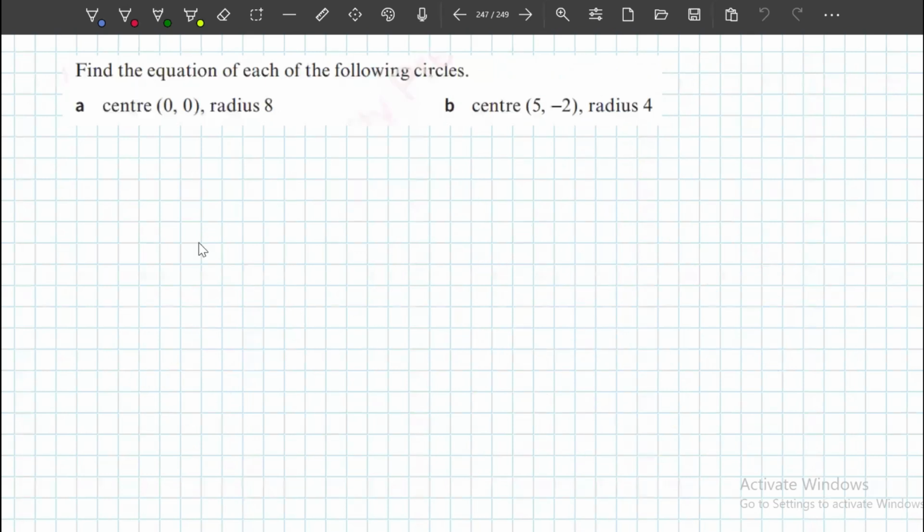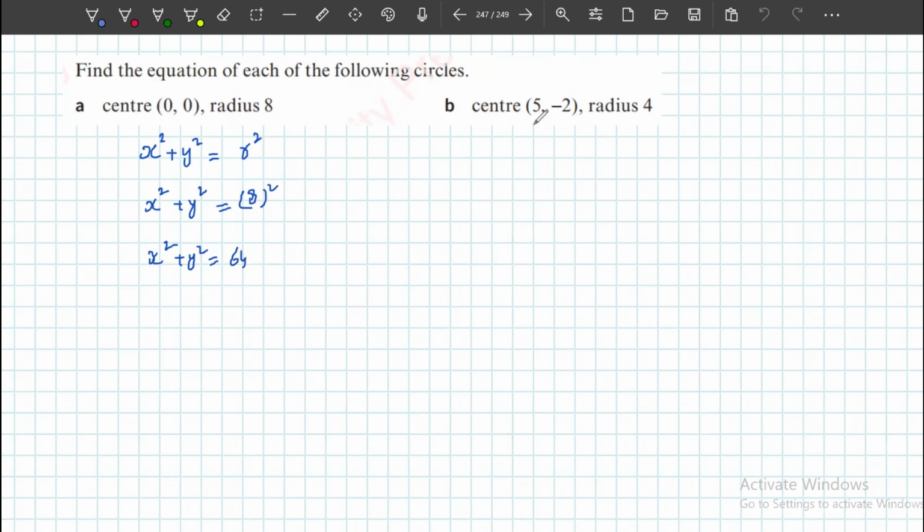10. Next question, find the equation of each of the following circles. In this case, the center is given and the radius is 8. As we know, when the center is 0 0, we straight away use this equation of circle: x squared plus y squared equals r squared. Here the center is 0 0, so x squared and y squared will remain the same, and the radius is 8, so 8 whole squared. That means x squared plus y squared equals 64.